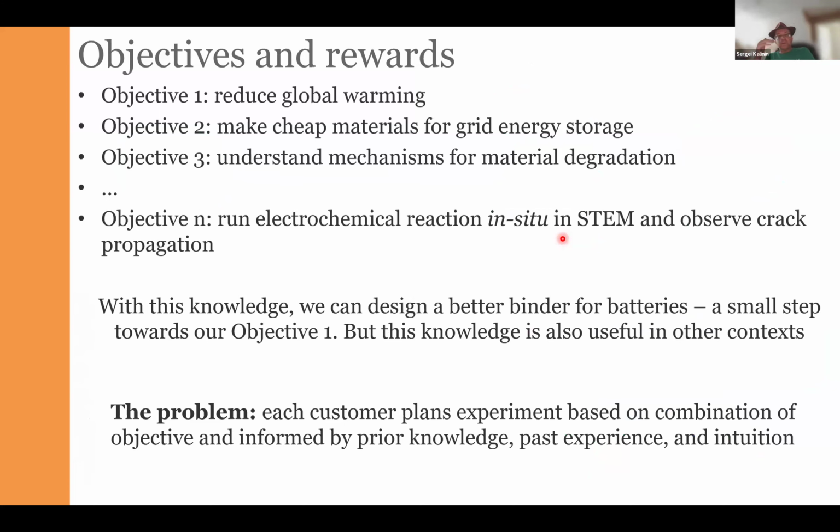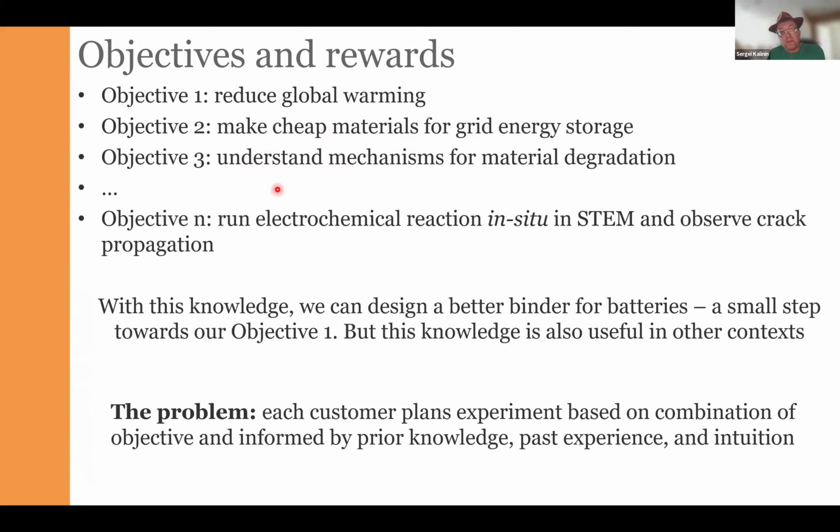And the third thing that is super important for automated experiments is to translate your long-term objectives into the rewards that can be a part of your automated workflows. For example, if you want to reduce global warming 30 years from now, we need to make cheap materials for energy storage. Let's say 20 years from now, 10 years from now, we need to understand the mechanism for the cathode degradation. That's what we want to do in 2 years to build a battery.